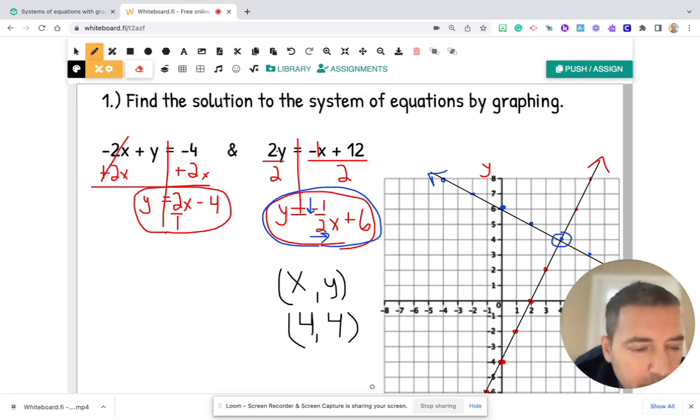If these would have been parallel, it would have meant that they have no solutions. And if they would have overlapped, it would have meant that they have infinite solutions.